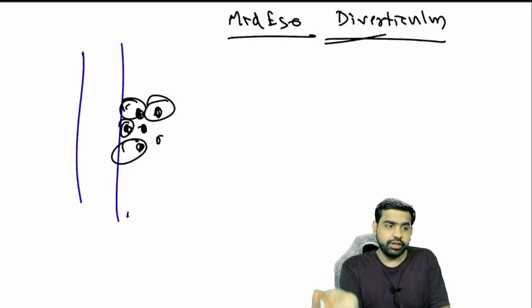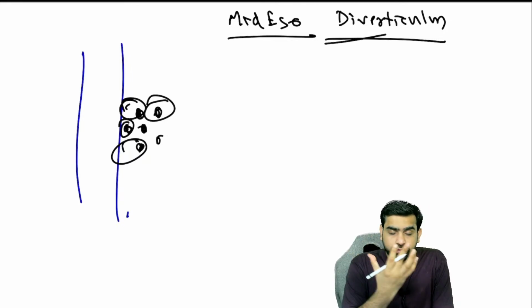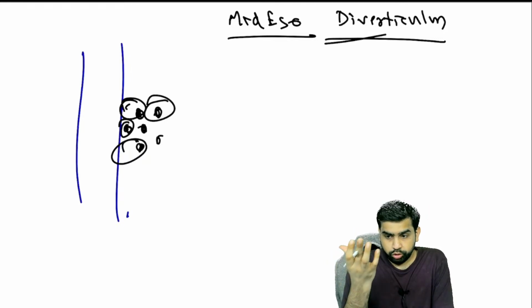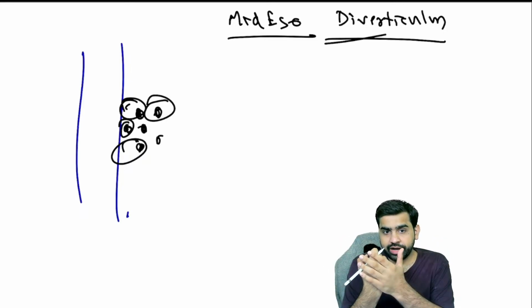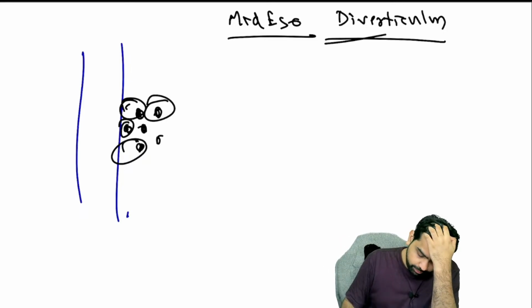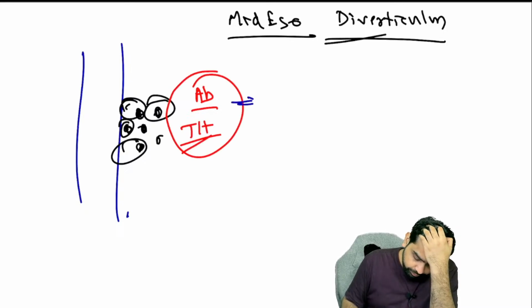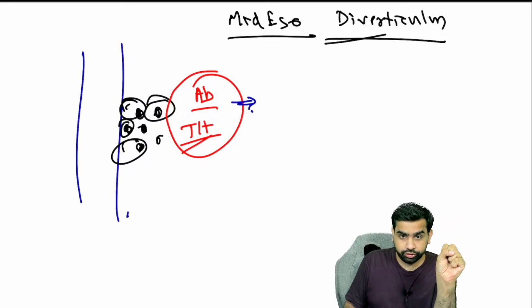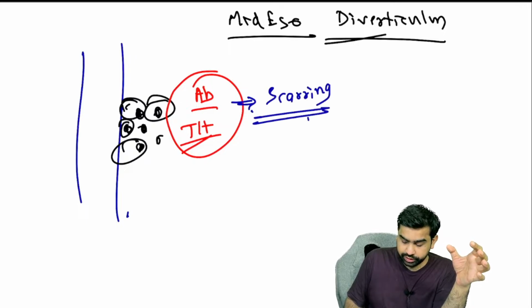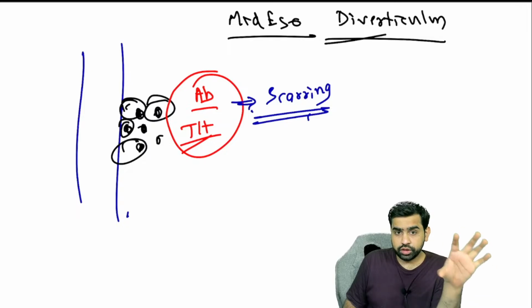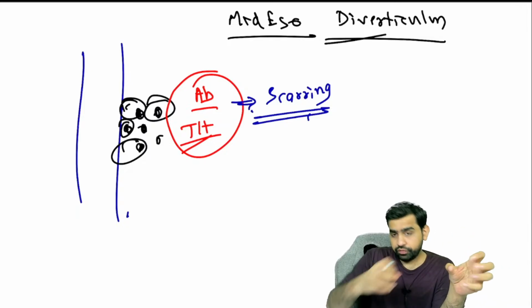What are the diseases where these mediastinal lymph nodes get inflamed? Tuberculosis, sarcoidosis. When they become big and inflamed, they come in contact with the esophagus. Once you treat these patients with antibiotics, the lymph nodes retract, and there is going to be scarring in the lymph nodes. Because of this scarring, the esophagus will be pulled.